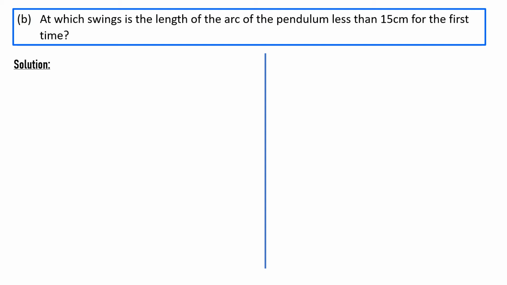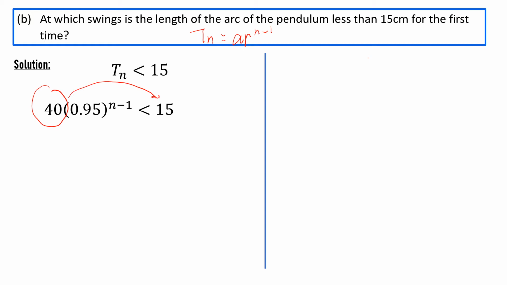Part B. At which swing is the length of the arc of the pendulum less than 15 centimeter for the first time? So we are given that Tn less than 15. The formula of Tn for GP is a times r to the power of n minus 1. We have a equal to 40 and r is 0.95. Move 40 to the right hand side. So we get 0.95 to the power of n minus 1 less than 3 over 8.